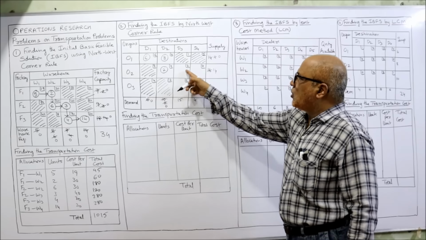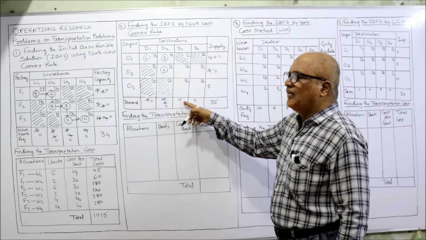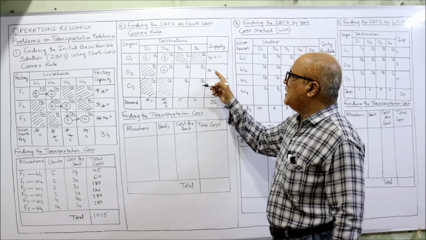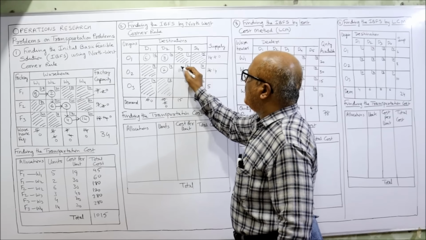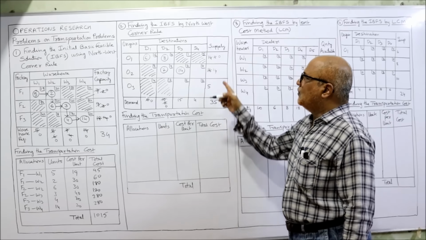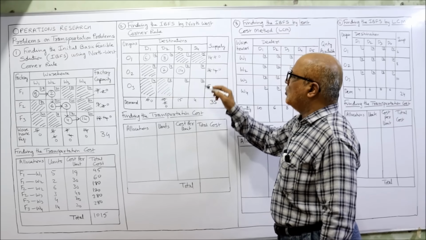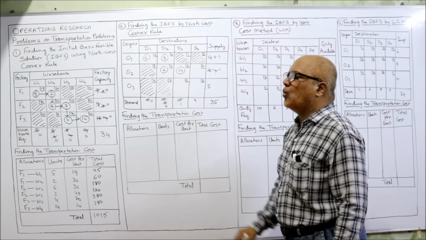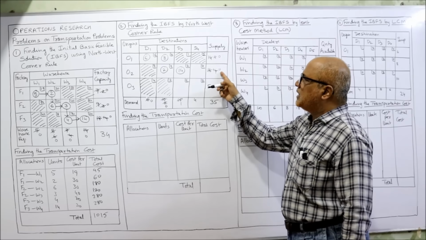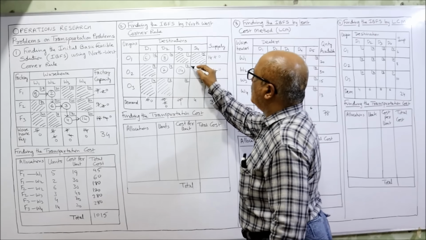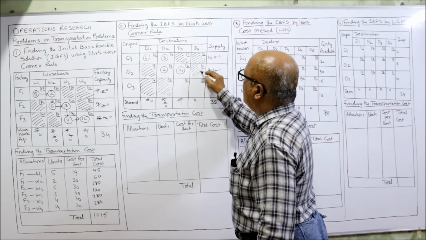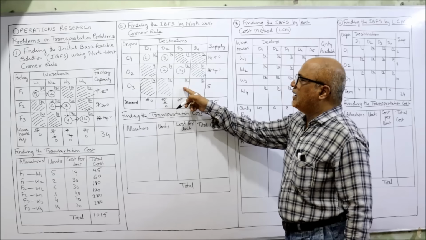This cell. Row total 14, column total 15. Whichever is less, 14 is less. So I am allocating 14 here. So 14 minus 14, 0. Here 15 minus 14, 1. So this has become 0. So block the row. The row is blocked. Now I am coming down.